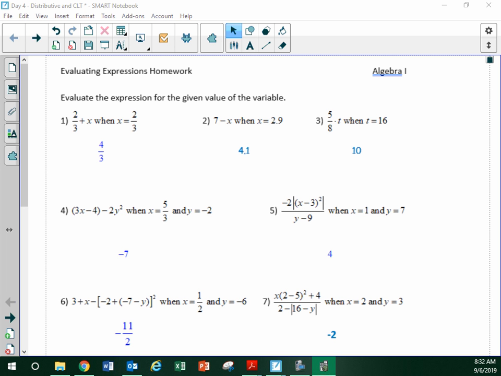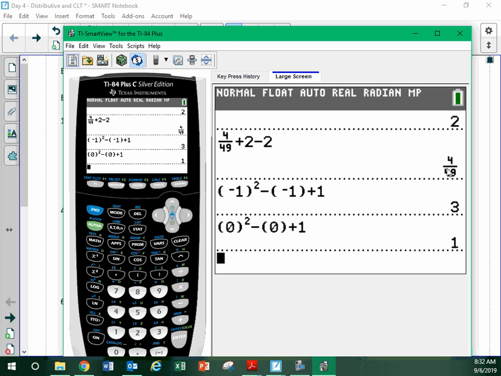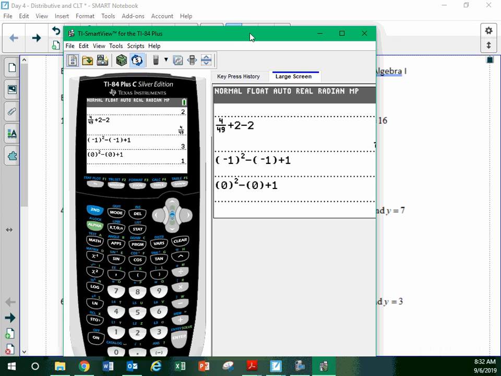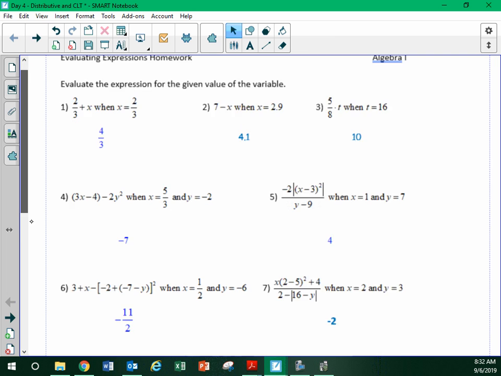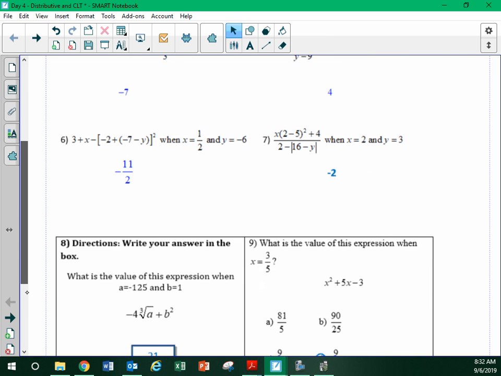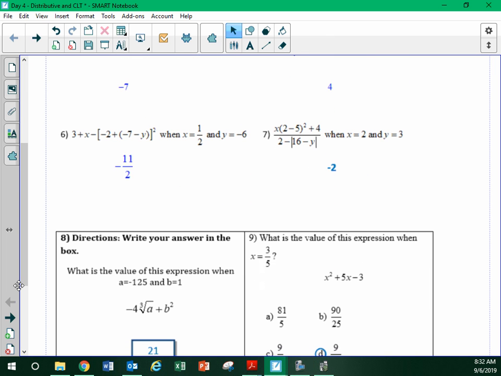Okay, so it looked like some of us were having struggles with this middle part here, kind of the 4 through 7 where the problems got a little bit larger. So I want to go over at least one of them, then we'll see what questions you guys have. Let's do number 7, because it looks like a lot is happening. Again, when we're evaluating expressions, we want to rewrite the expression and instead of the variables, we're going to put in the numbers, okay?